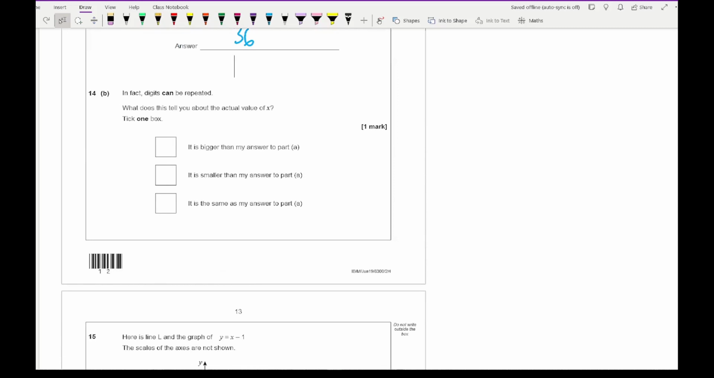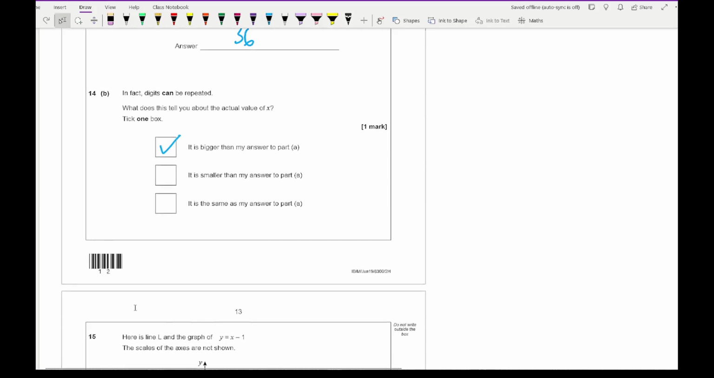Then moving on to question 14b, it says that in fact the digits can be repeated. What does this tell you about the actual value of X? If the numbers can be repeated, that means I'm going to be doing 5 times 5 times 5 and 4 times 4 times 4. So that means it's going to be bigger than my answer in part A.